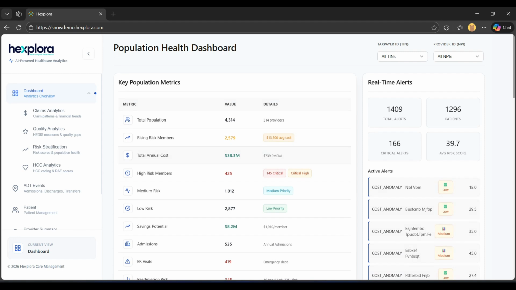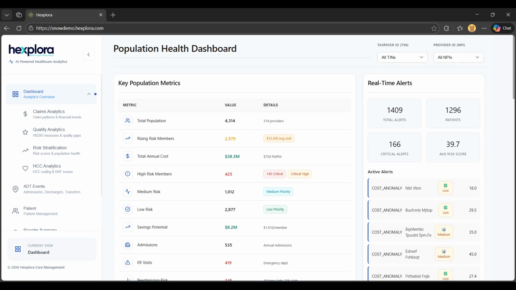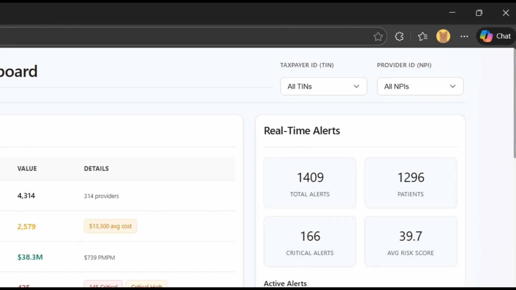Welcome to the Hexplora Population Health Dashboard. This single screen replaces dozens of spreadsheets and manual reports. First, notice the dynamic filters at the top.